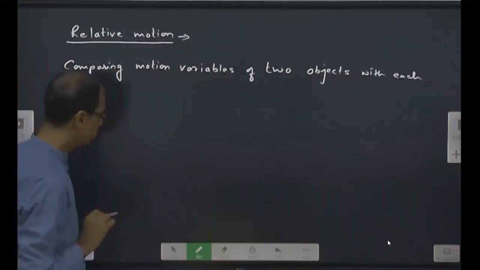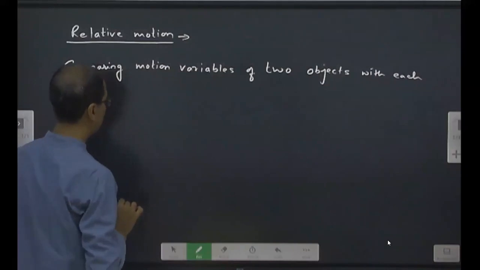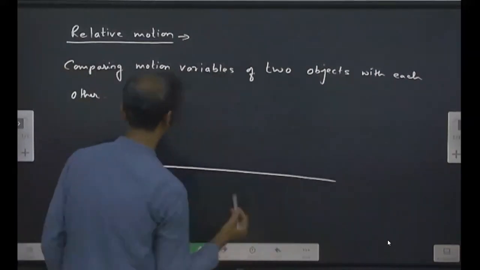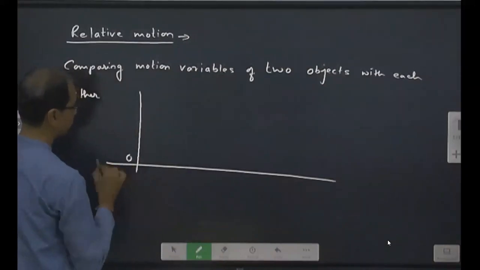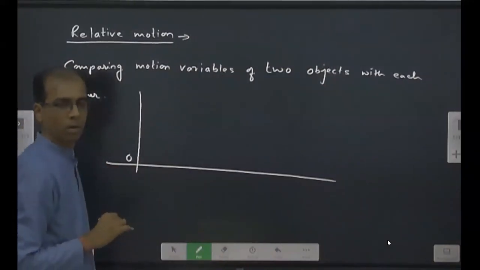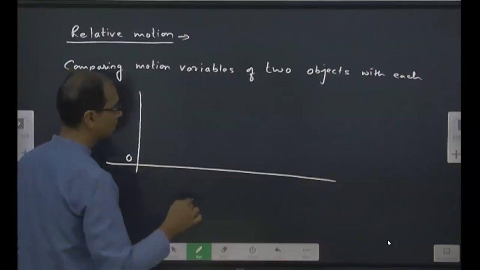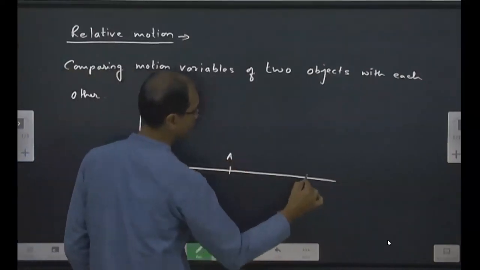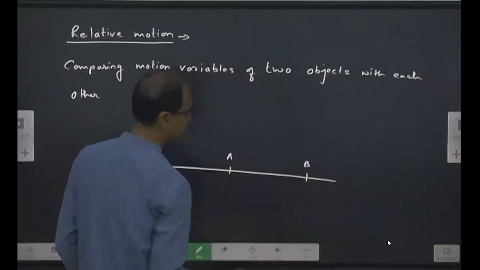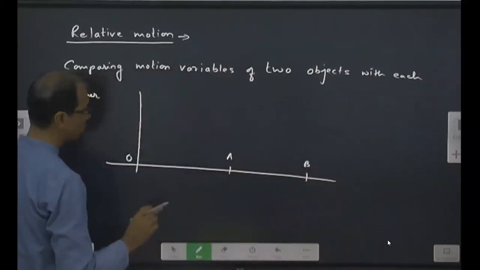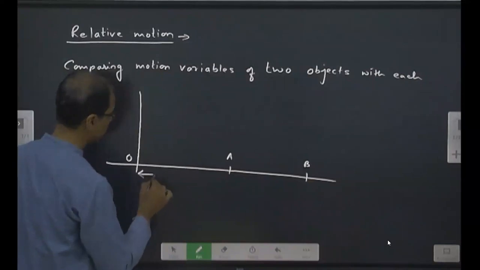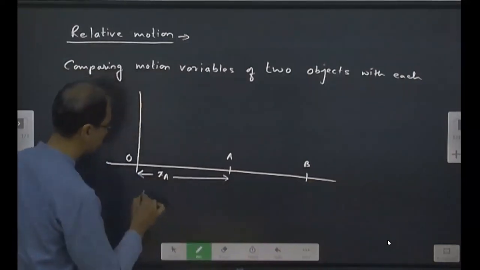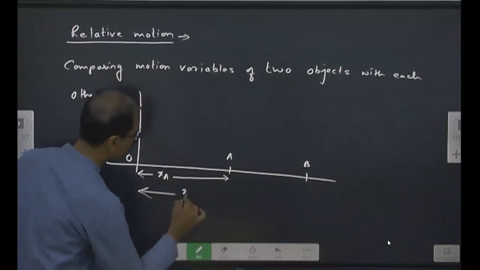Okay. Now assume that this is the origin here. From this origin, an object A is somewhere here, and an object B somewhere here. Okay, position of object A is XA and position of object B is XB.